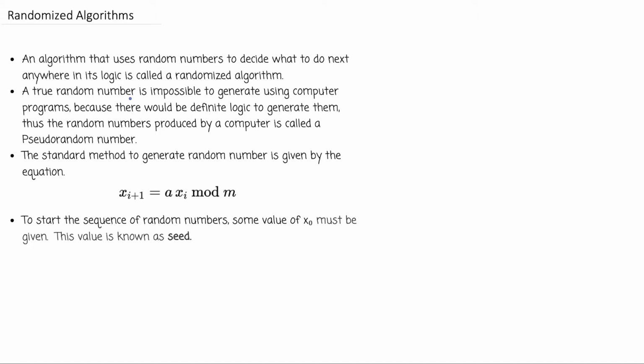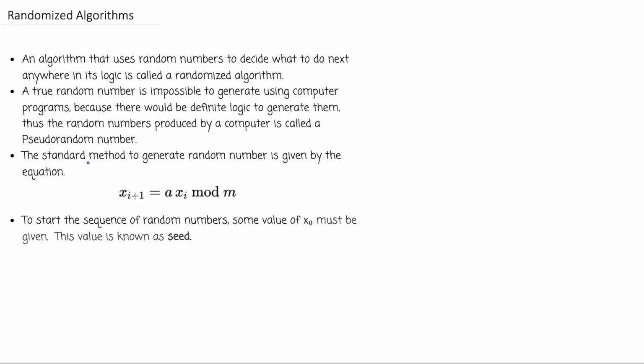A true random number is impossible to generate using computer programs because there would be a definite logic to generate them. Thus, the random number produced by a computer is called a pseudo-random number. If a random number is generated by a computer program, then there will be a definite logic behind it. If the random number that we get is the output of that logic, then the number is no longer a real random number. It is a fake random number or a pseudo-random number.